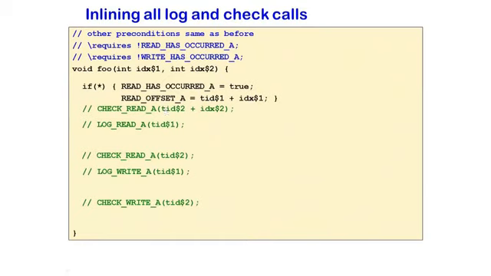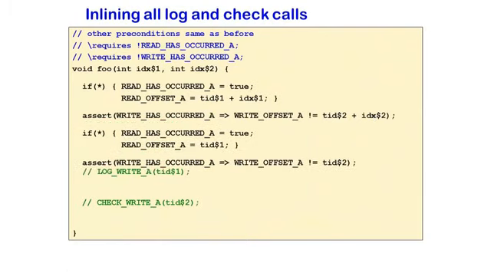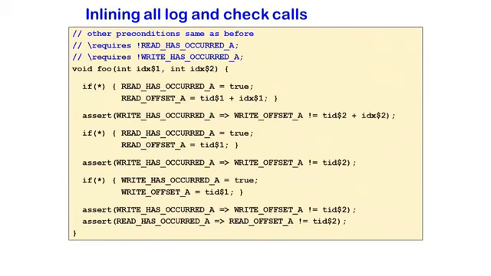So we're saying, is it okay for thread 2 to read from tid2 plus idx2? So this becomes an assertion that if a write has occurred to A by thread 1, then the write offset is not equal to the sum of tid2 and idx2. And then we can similarly inline the remaining calls. So I'm just taking the implementations of these procedures I showed you a few slides ago and inlining them with the given parameters.